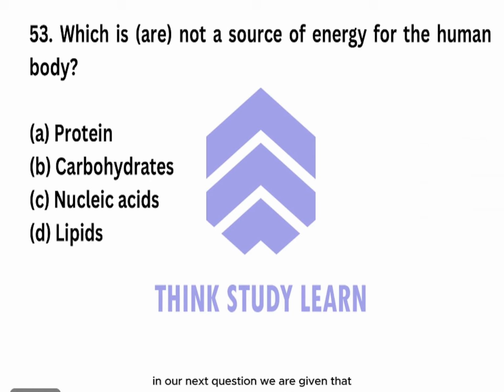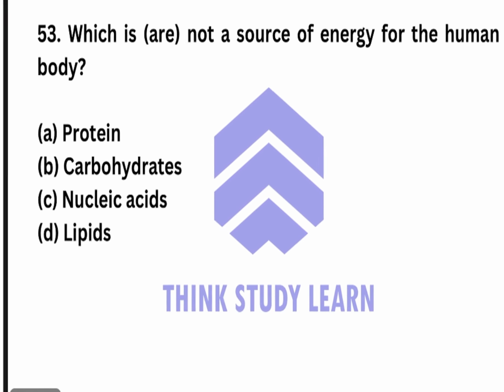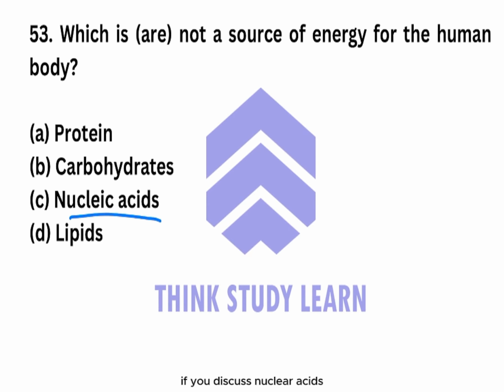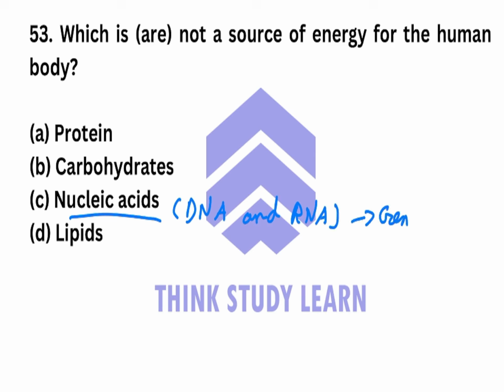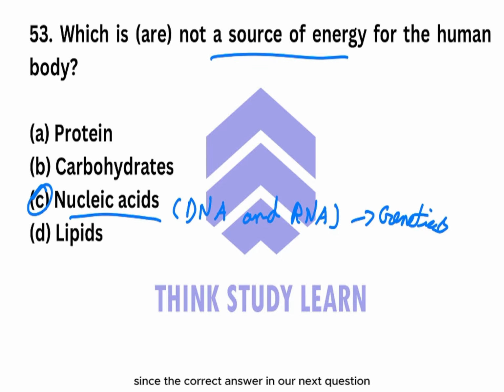In our next question, we are given which is or are not a source of energy for the human body. If we discuss nucleic acids, they are DNA and RNA. They are involved in genetics and hence are not a source of energy. Hence, option C is the correct answer.